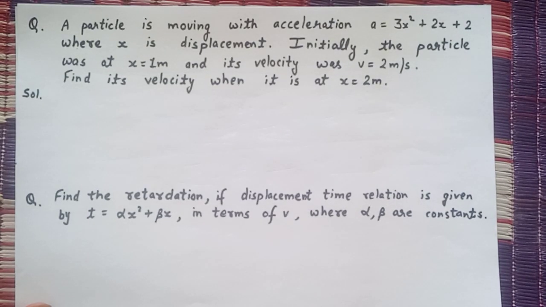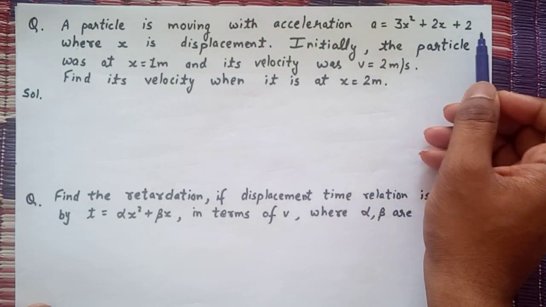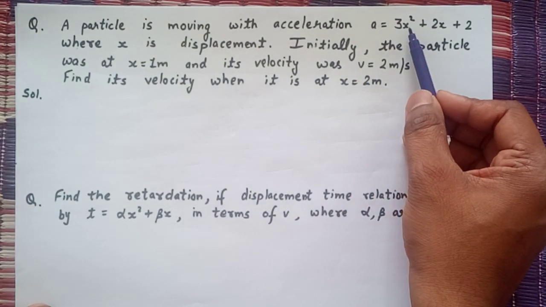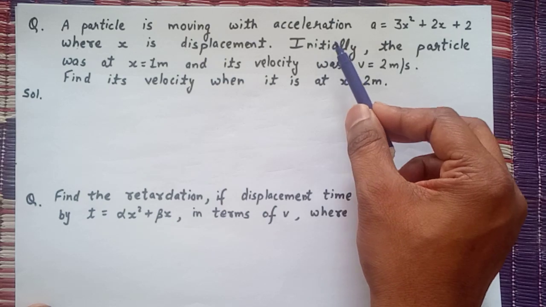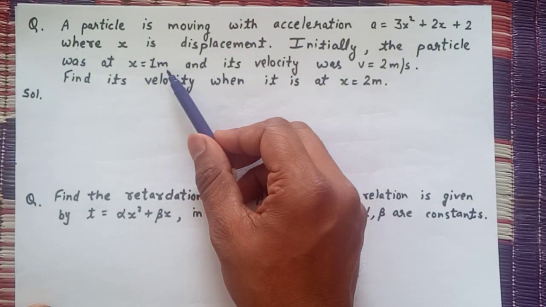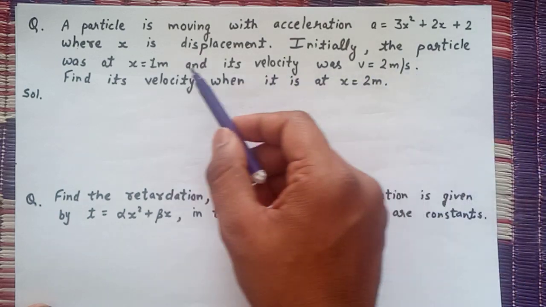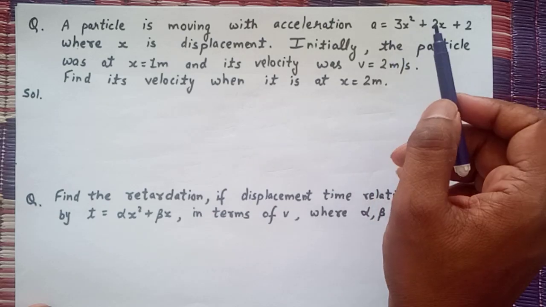Now moving towards our next question. A particle is moving with acceleration a = 3x² + 2x + 2, where x is displacement. Here the displacement relation with acceleration is given, and it says that initially the particle was at x = 1 meter and its velocity was v = 2 meter per second. So its initial position is 1 meter and its initial velocity is 2 meter per second.